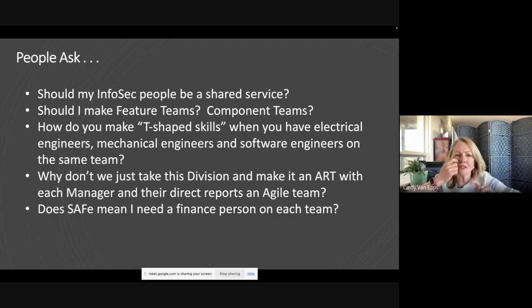People also want to just start with the Agile Release Train. They say, well, here's my division. I'm going to take this whole division of the organization and make it an ART. Each manager is going to have their direct reports in an Agile team, so we've got software engineers over here, front-end engineers, user experience, all on different teams, right? So how do we make those cross-functional teams? Do I need a finance person on each team? Do I need legal? These are all very real challenges.